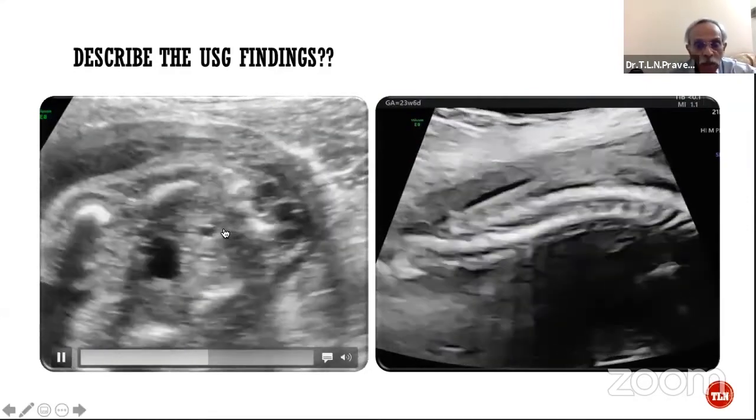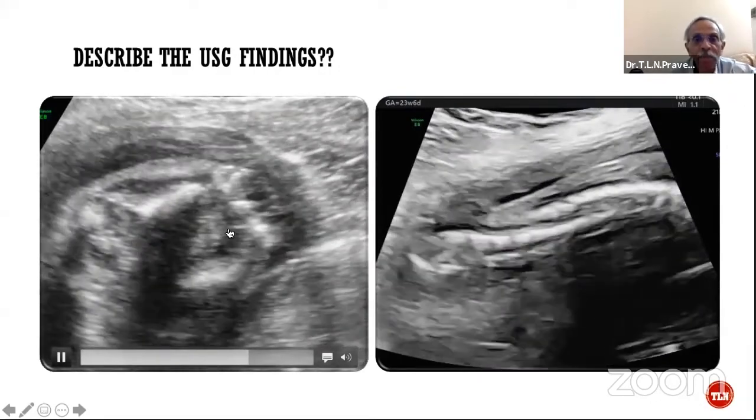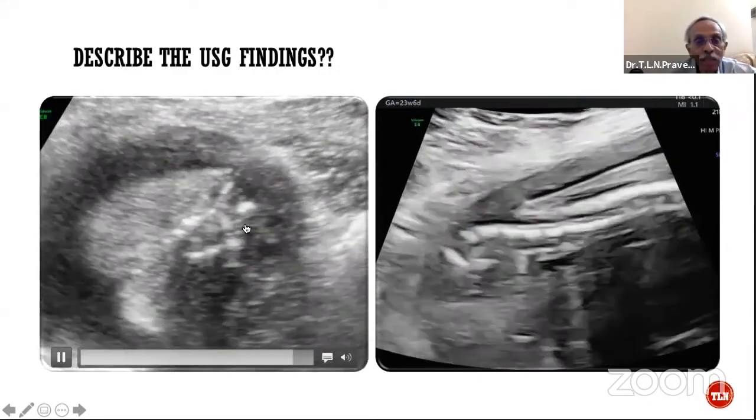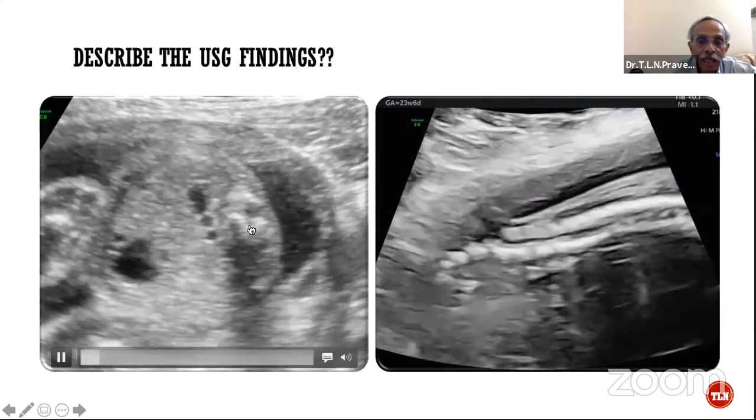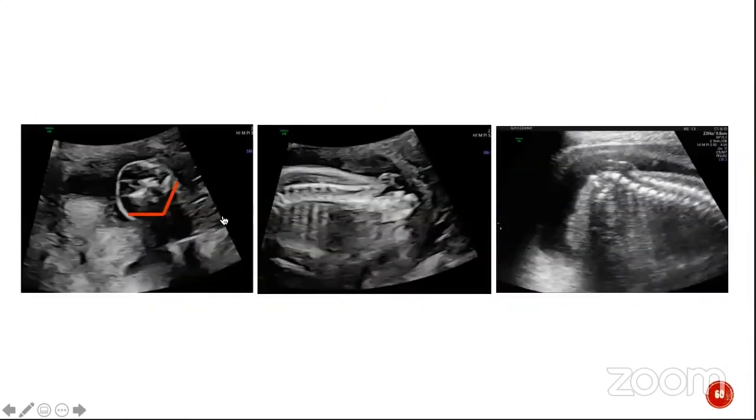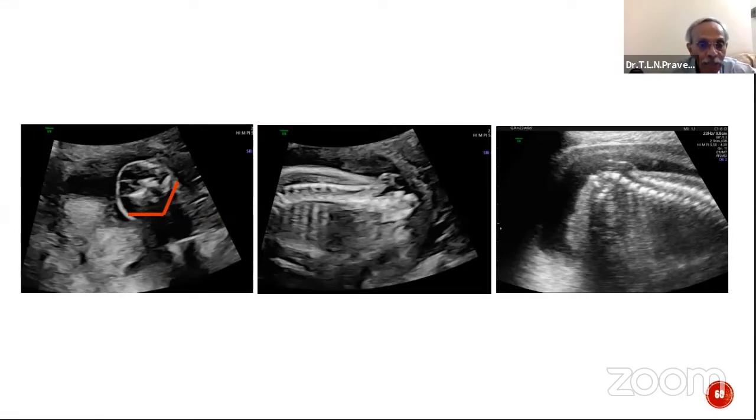Now, when we look into the transverse section, the basic important thing is to see whether there is any splaying of the lamina. There is splaying of the lamina, and you can see it very clearly, with a cup-shaped appearance and a membrane seen above it with thin septations. Not only that, we can see that there is a discontinuity or aberration of the skin.